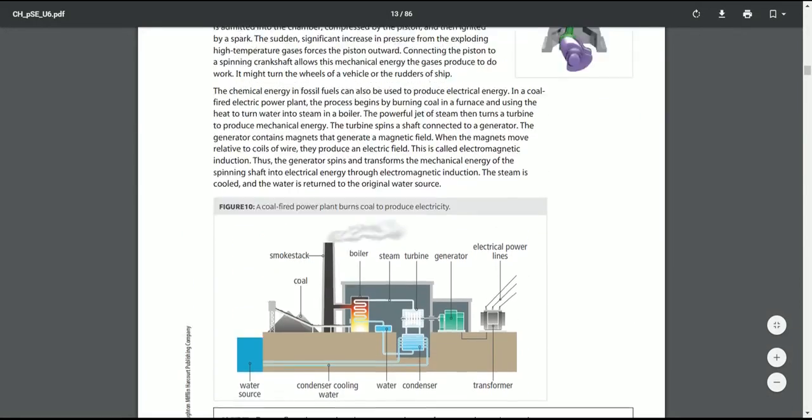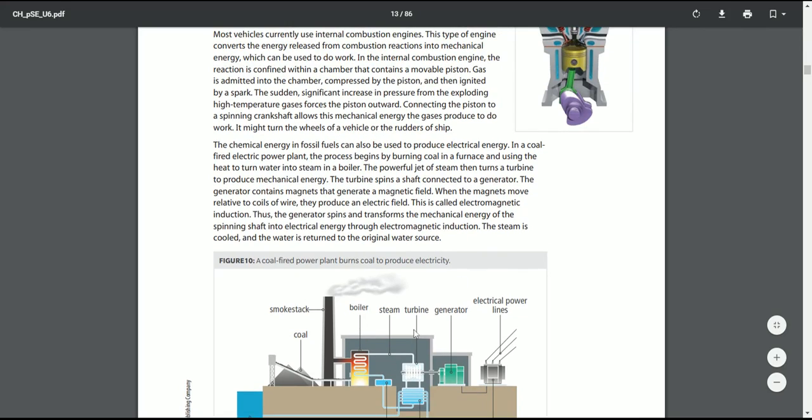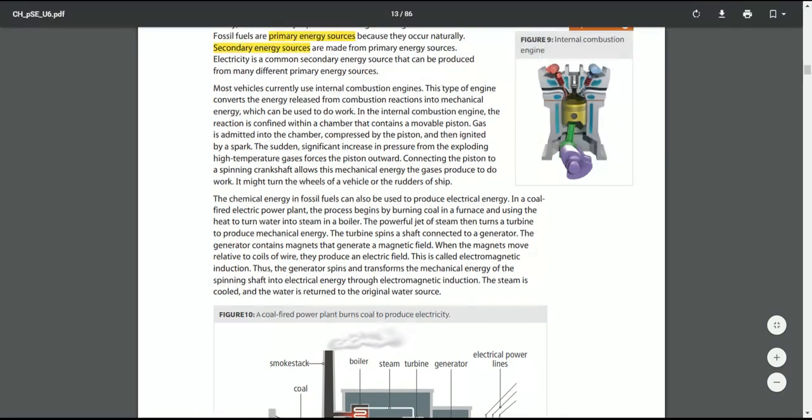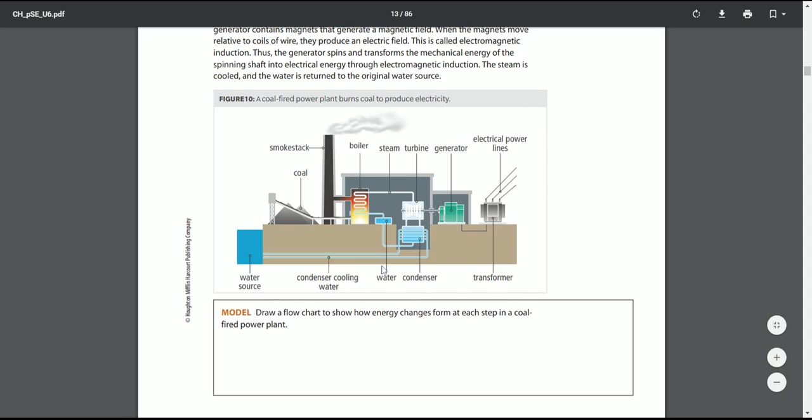Okay, so these two diagrams show two ways that fossil fuels can be converted into a secondary energy source. Here it's an internal combustion engine, so you could use this to drive your car. And then here it's a coal power plant. You heat up the water, turn it to steam, turn a generator, and that helps you create electricity.